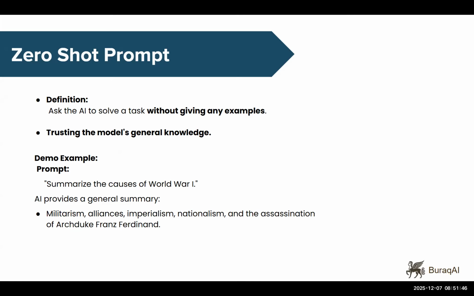Zero shot prompt is just generic, basic, without any examples. You are trusting the model's general knowledge. You ask a question, it gives you an answer, that's done. Say, for example, summarize the causes of World War I. It provides a summary of all of that. So there is zero shot, which means you just give question and then answer. That's it. You're not giving any additional information or anything.